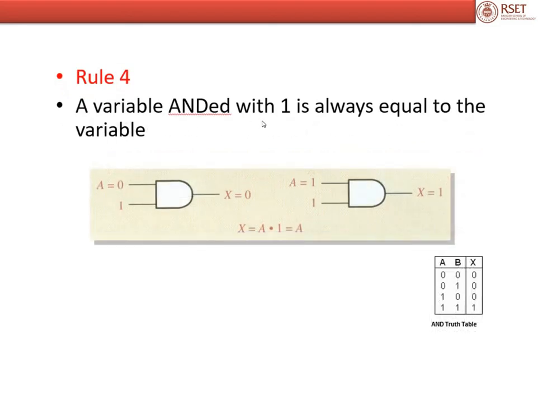Rule 4, a variable ANDed with 1 is always equal to the variable. Variable A can be 0 and 1. The other input is 1, which is given to the AND gate. So 0 and 1 will give 0, 1 and 1 will give 1. So A into 1 will be the variable itself.